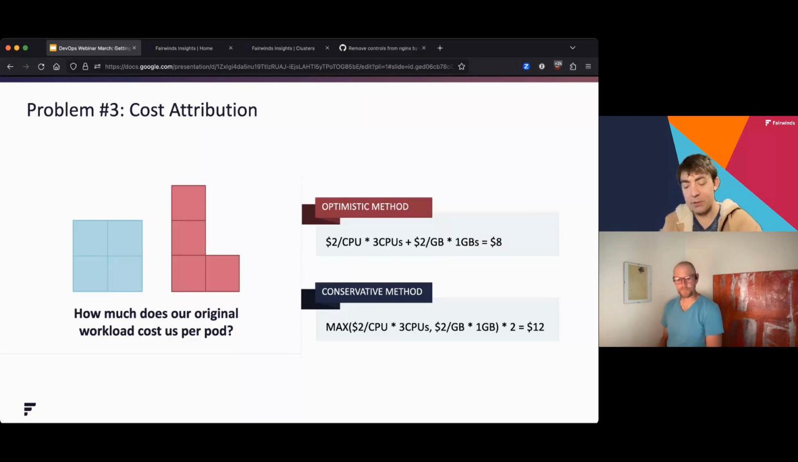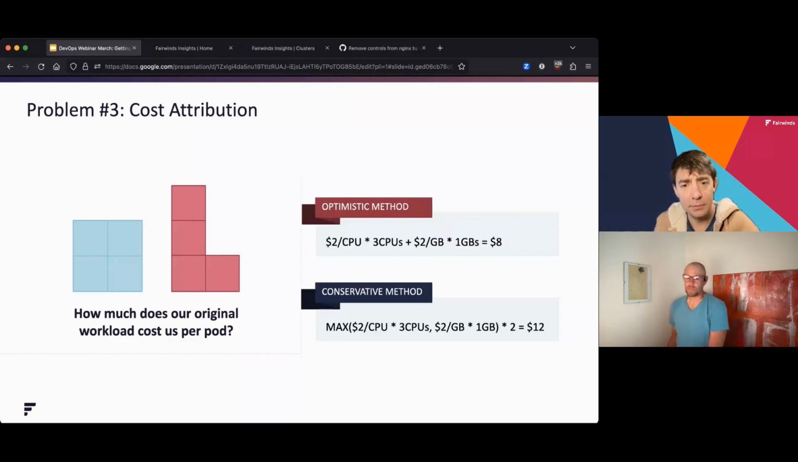And so we recommend two different methods for calculating how much a particular workload costs. The optimistic method assumes Kubernetes is going to bin pack very efficiently. So if you've taken the time to pick the right node types, or you're sure you have a large variety of workloads that will bin pack nicely, the optimistic method will probably give you a more accurate picture. It gives you a straight charge: you've got this many CPUs, this many gigs of memory, we're going to charge you $2 per CPU, $2 per gig of memory. And it comes up with $8 as the charge for both of these workloads.